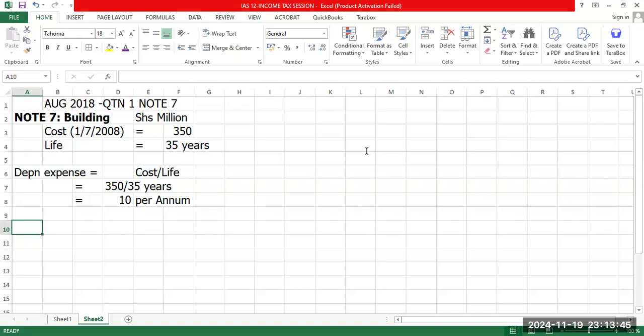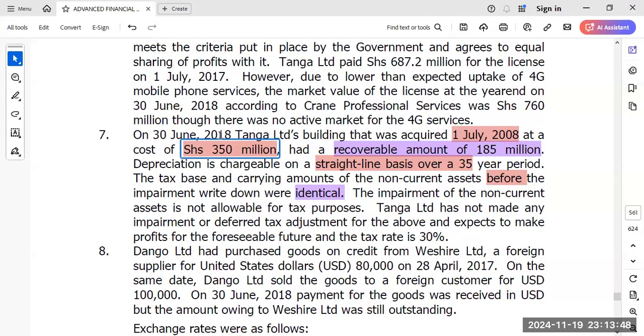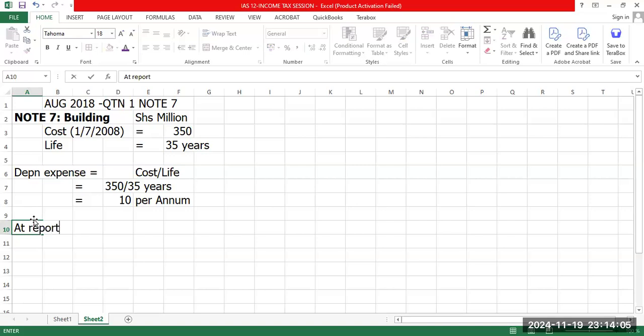When was your valuation? Here we have a recoverable amount, but this recoverable amount is on which date? 30th June 2018, and 30th June 2018 is our reporting date. So at reporting date, that is 30th June 2018, what is the carrying amount? What is the carrying value of the building? So that you compare this carrying value with the recoverable amount and see whether you have impairment or not.